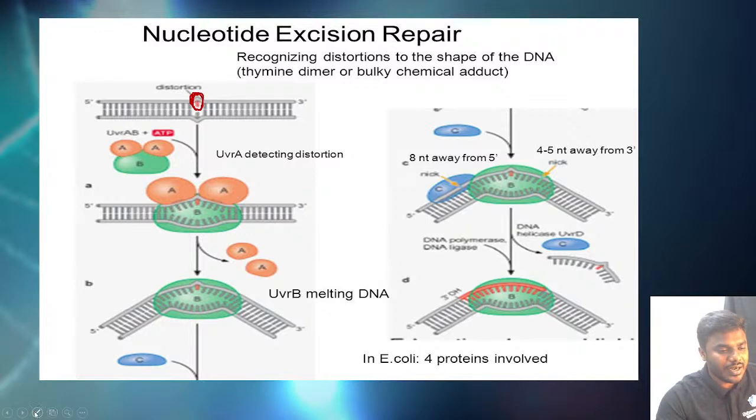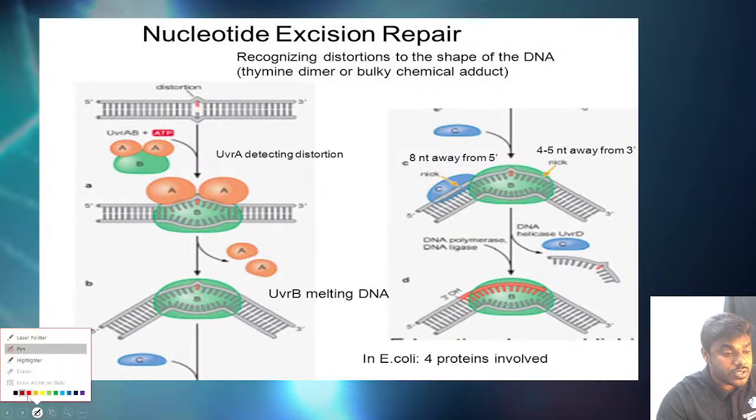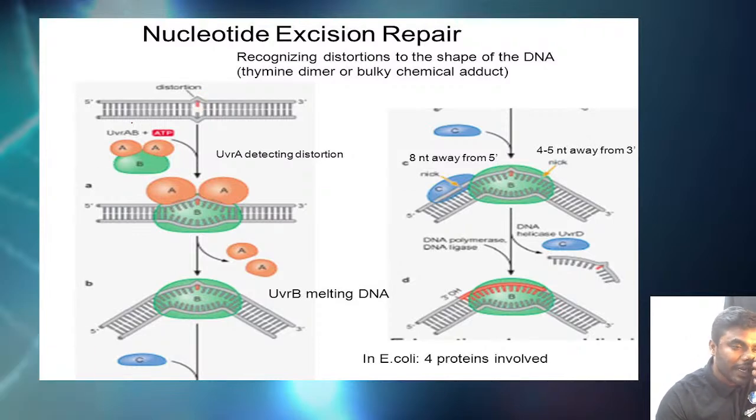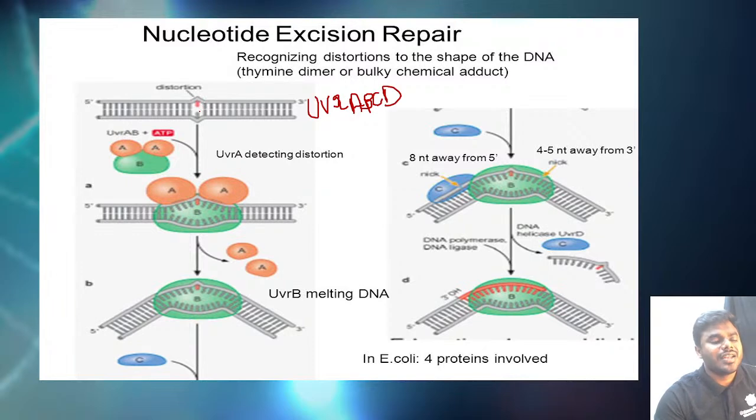There is a damage occurred here. And friends, who is going to recognize this particular damage? I told you already, the enzymatic complex involved is UVR ABCD. So first friends, you listen to me carefully everyone. UVR A and B start scanning the DNA. They start scanning the DNA until they recognize the damage.